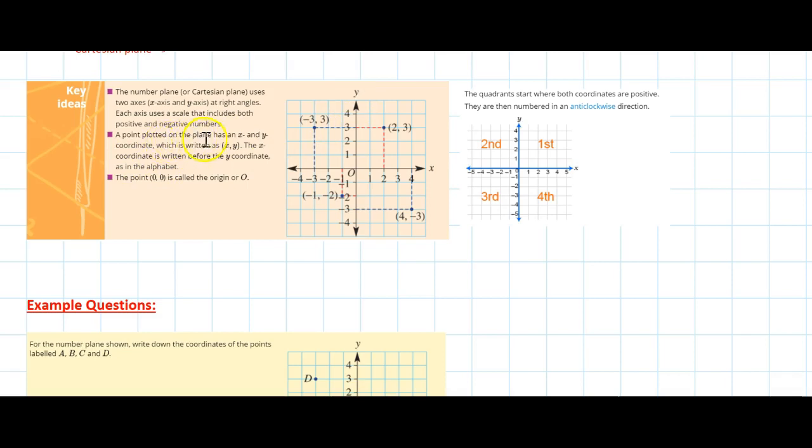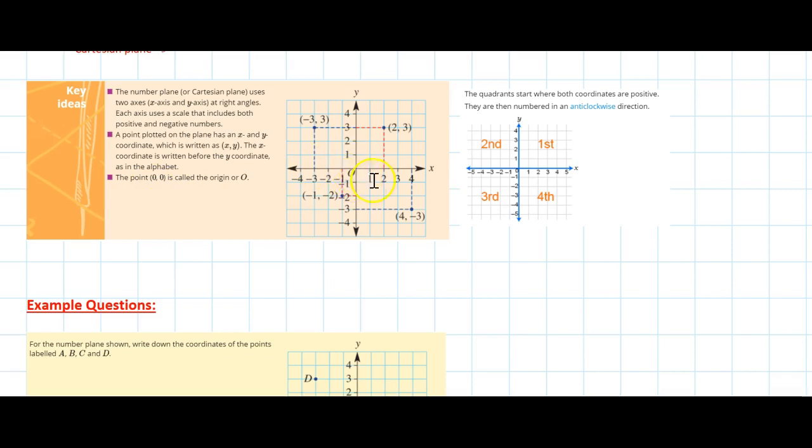A point plotted on the plane has an x and a y coordinate, and it's important you understand it. The first thing you write down is the x coordinate, then a comma, and then the y coordinate. So when you're plotting these later on, you write the x coordinate first, followed by the y coordinate.